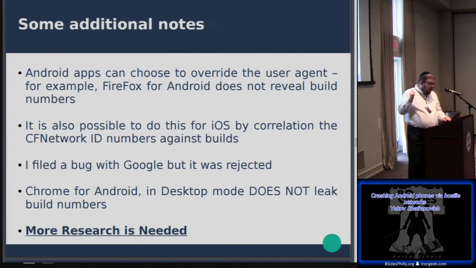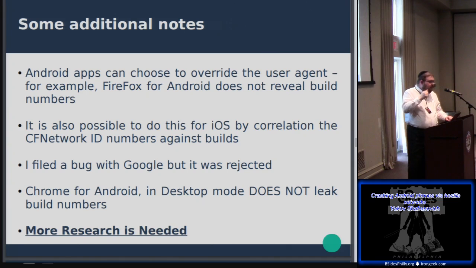Some things that you could do. Android apps can't override user agents. Firefox does that because they want you to be more private. iOS has the same vulnerability in theory. There's a website out there. You could correlate the build numbers in the CFNetwork against builds in iOS. But again, I don't know how much you can actually do with that because iOS devices are updated all the time. I found a bug with Google to get this information out of the user agent, and Google said no.